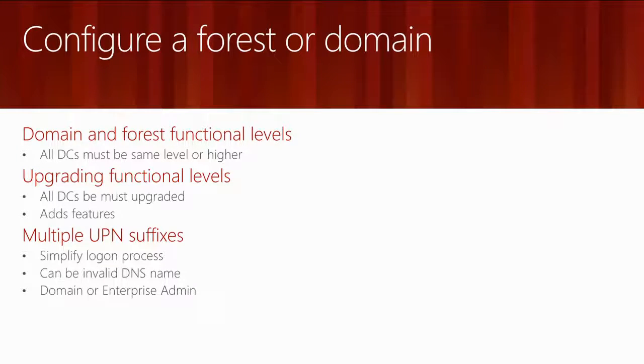Okay, so upgrading functional levels, all DCs must be upgraded. We talked about that. Adds features. So this is a big one on the exam. You know, back in the day, it used to be bigger. Every time there's a new forest or domain functional level, something new gets added. And there's always the exam item that says, hey, you want to take advantage of something, what should you do? And it's going to be update the domain. But you want to be aware of whether it's domain or forest functional level.